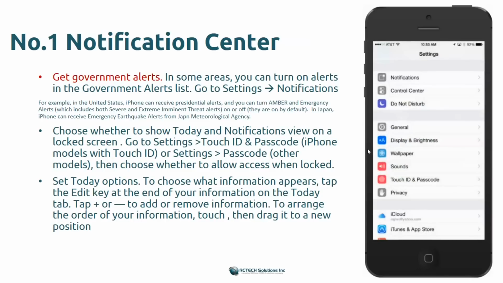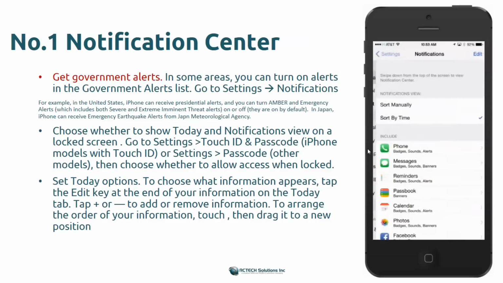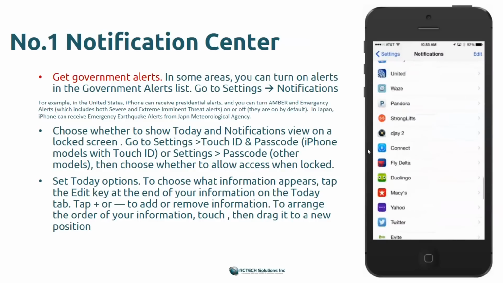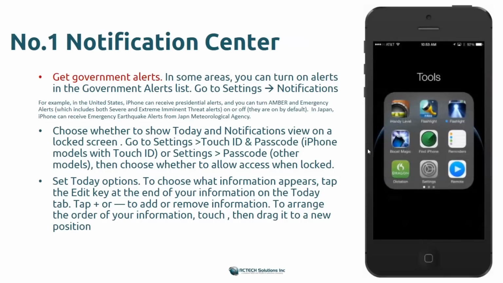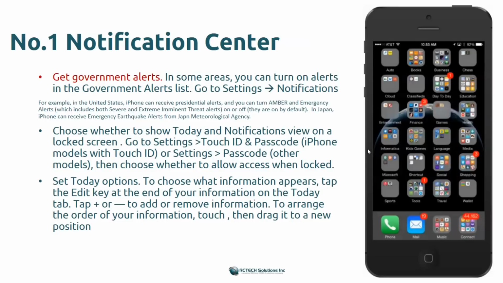Go to Settings, Notifications, scroll all the way down. You do see the government alerts. You could enable or disable it. By default, it's enabled. And now for the Today notifications, I want to choose whether to show Today's notifications on a locked screen.